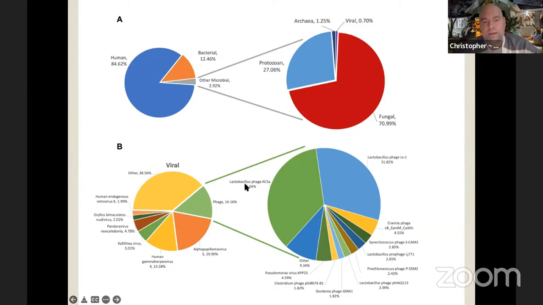And we found a few lactobacillus phages. That's the majority of what we found. And we found a number of other phages. So this just gives you an idea of all the different things that you can see when you pay for the additional cost of doing shotgun metagenomic sequencing.